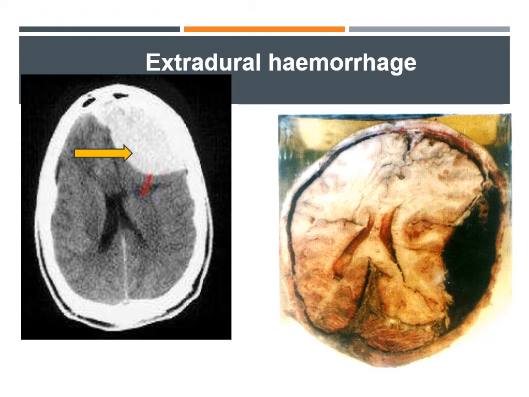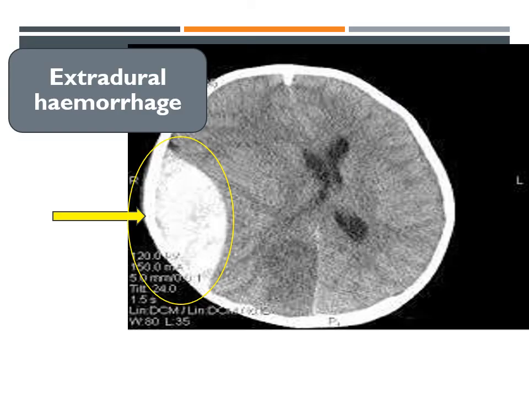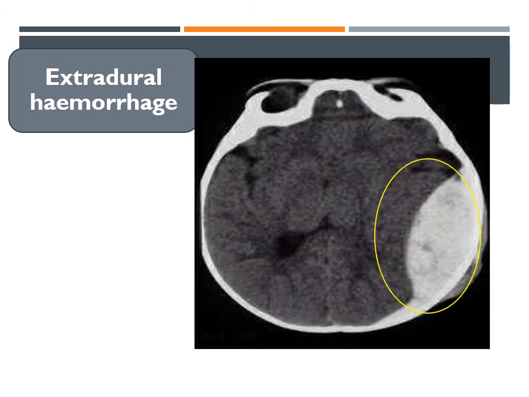Here, this picture to the left showing CT scan on the brain, showing white shadow taking shape of convex or lens shape, which is defined as extradural hematoma or extradural hemorrhage. Also, it is extradural hemorrhage, taking the shape of biconvex hematoma or lens shape between the skull and the dura. This is the same, extradural hemorrhage.